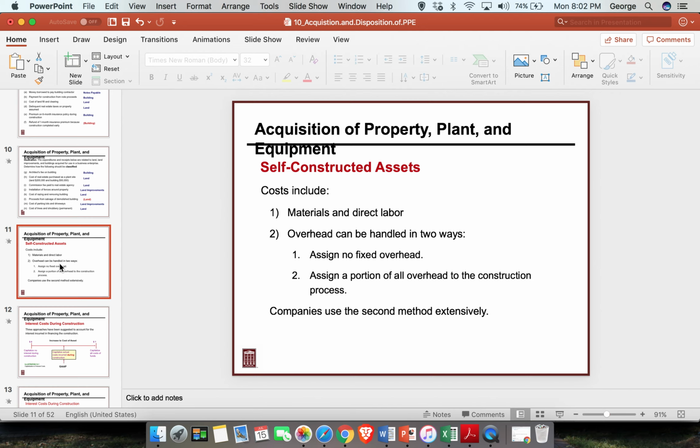Many organizations will self-construct their own plants, their own assets. So the cost, of course, will be material, and then direct labor, and then overhead. We can either assign no overhead or assign a portion of all overhead to the construction process. Normally companies will assign that. There is going to be overhead, so they will assign that to the construction process, and it'll be capitalized.